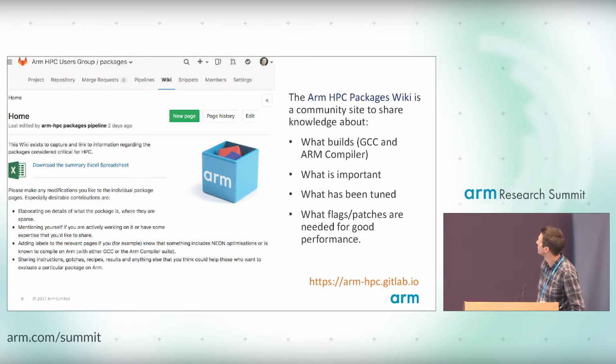And the other thing we have is there's also now an ARM HPC packages wiki. This was originally seeded by my team and has been augmented by others. It basically captures best practice around all of the HPC packages that we've heard of: what's known to build on ARM, what builds with the ARM compiler, what builds with GCC, how you build it. If you need any patches to build it, we've been dropping those in there.